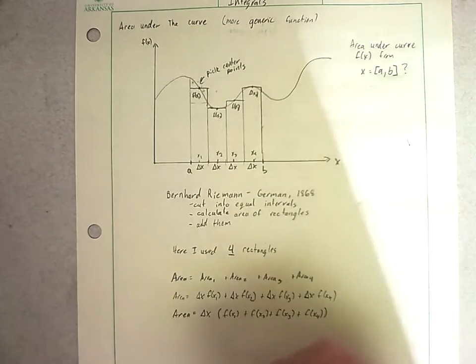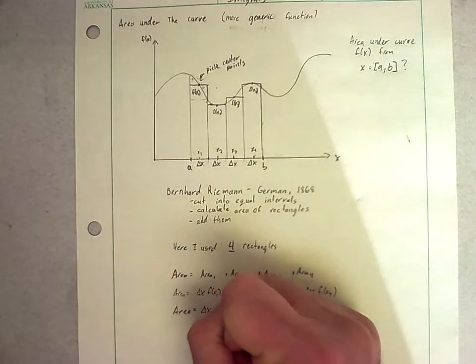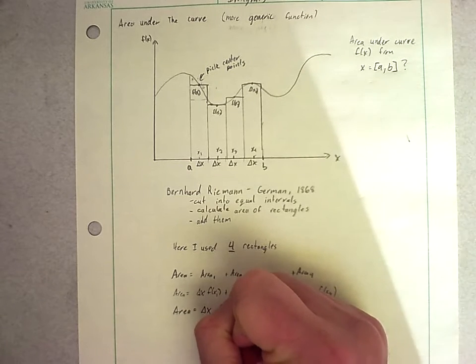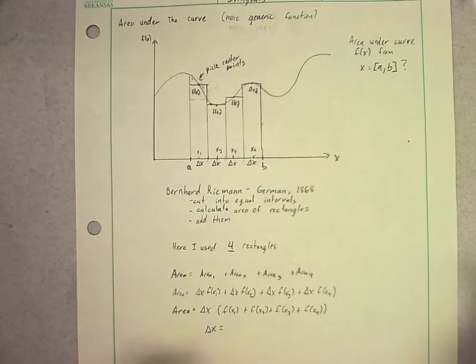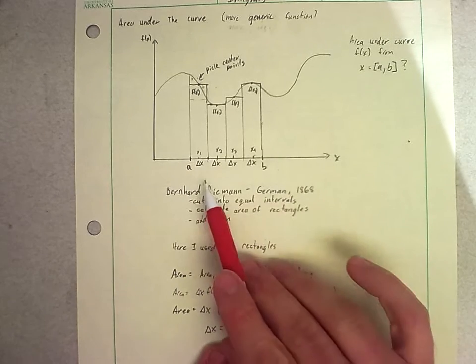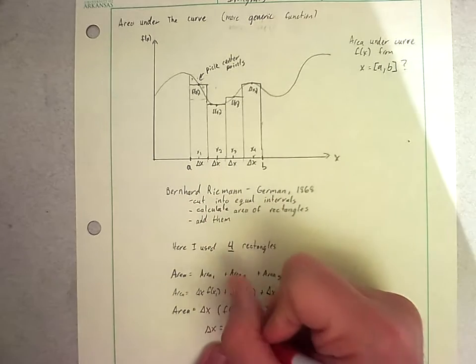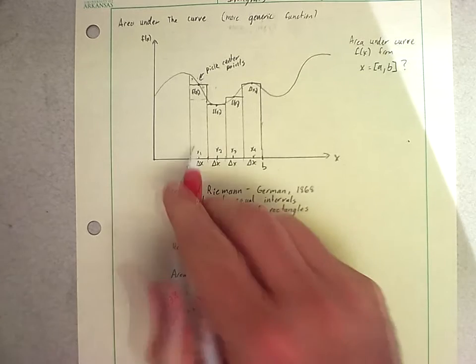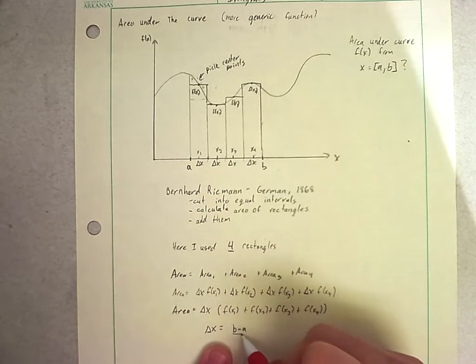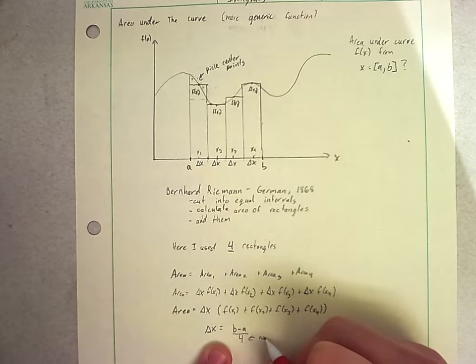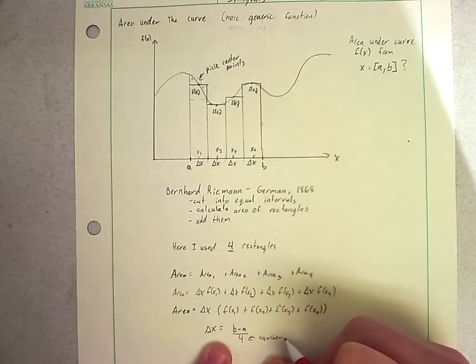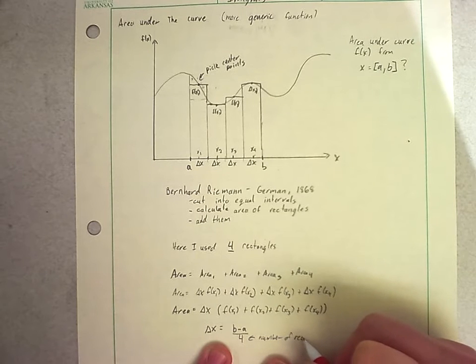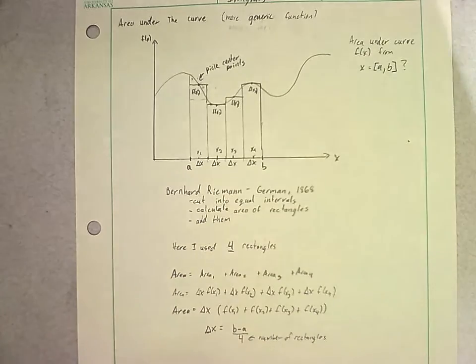But what is delta x? Well, delta x is equal to, what did I do? It's the two points that I have, b minus a, that total width, divided by, in this case, 4, or however many rectangles I have. Like I said, I use 4, so delta x on each one of those is a 4th.